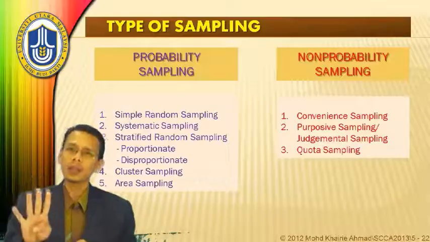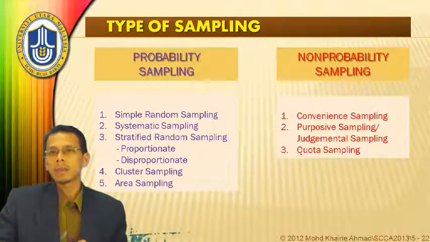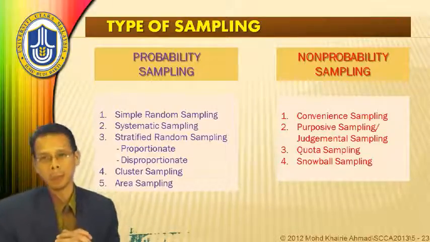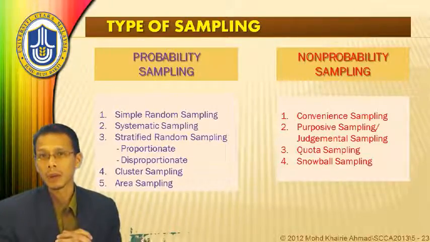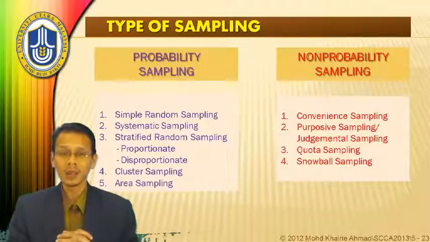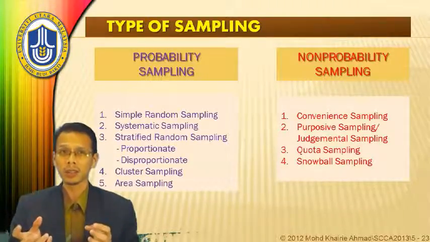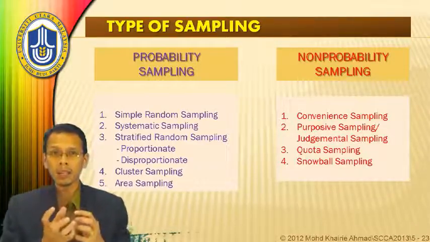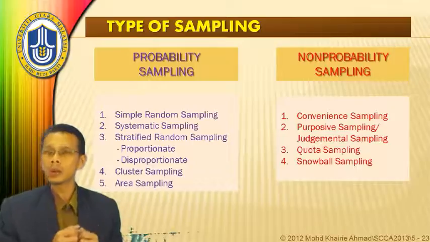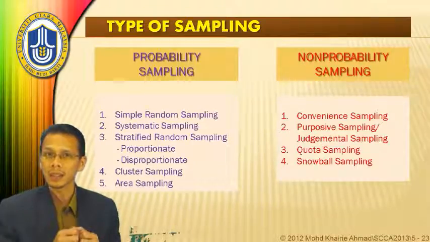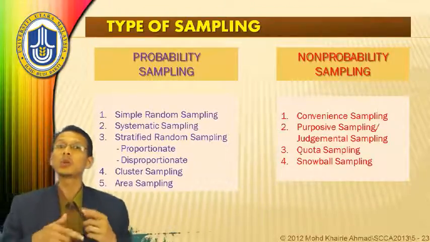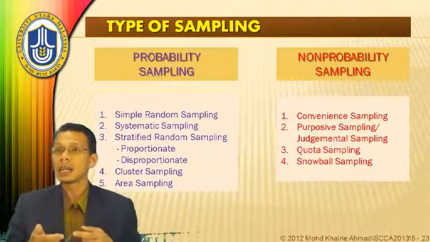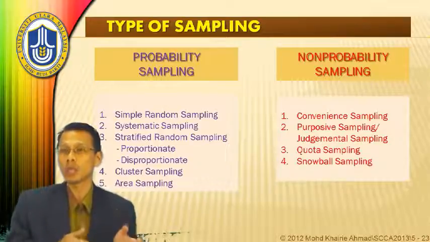And the fourth and final non-probability sampling is what we know as snowball sampling. Have you ever played snowball? Well, just imagine snow that you make round like a ball, and then you start to roll it on the road. What's going to happen? Yes, it's going to roll, and the ball is getting bigger and bigger. This is what we mean by snowball sampling.